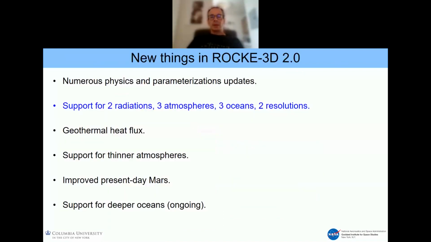But for planets comparable to Earth, maybe 30% bigger, maybe smaller, like Mars size or even smaller, we're probably okay. The new things in ROCKE-3D involve numerous physics and parameterization updates, more supported configurations, geothermal heat flux, support for thinner atmospheres. We can go up to millibar, up to some tens of microbars even, I think, surface pressures, improved present-day Mars, and also support for deeper oceans, which is not final. It might not be available for 2.0, but it will be for some future version.